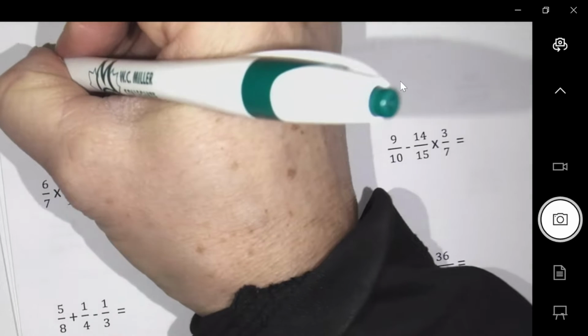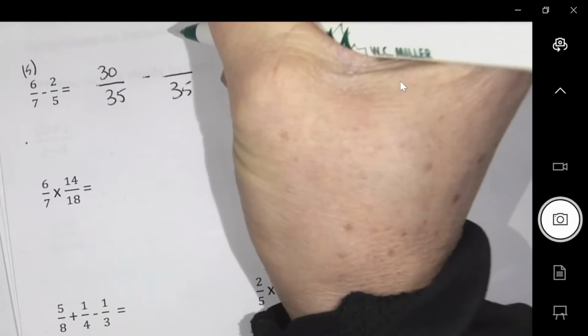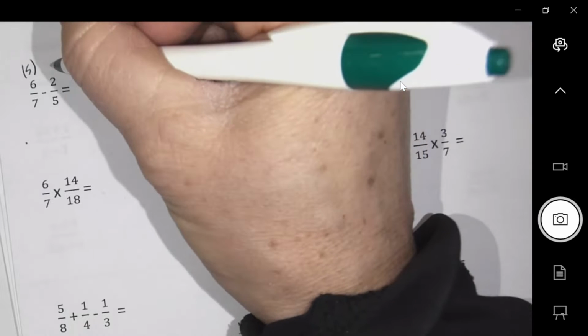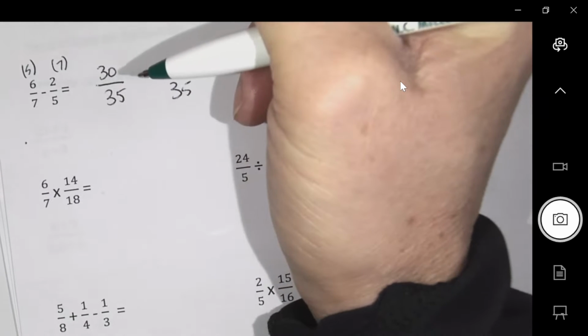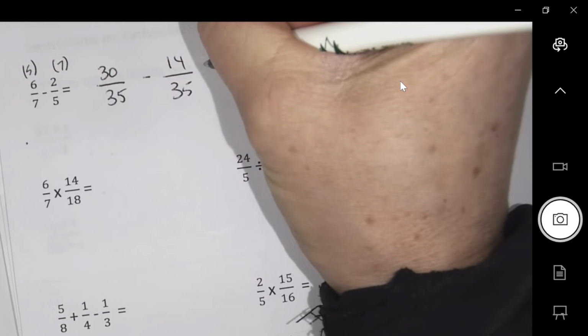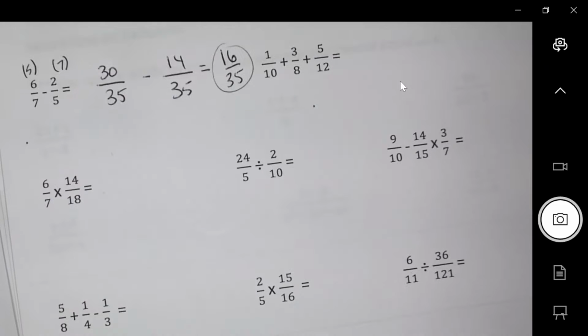Okay, so the first fraction was a 7, so I would have to multiply by 5. Did you change it to a 30? The second fraction had a 5, so I would be multiplying that fraction by 7. So then minus 14. So that should be your final answer.